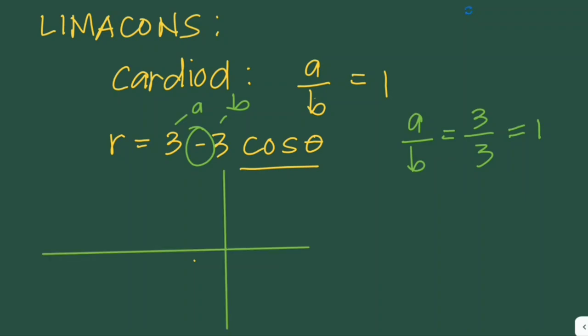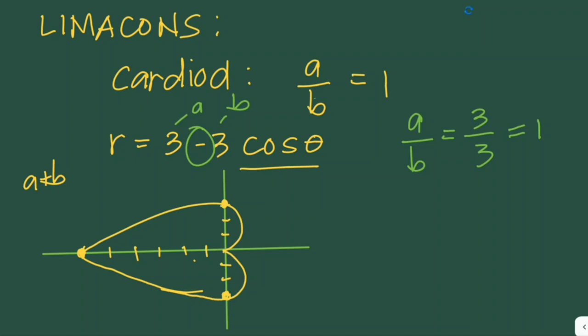So let's graph this. Since the value of A here is equal to 3, we count 3 units up and 3 units down. So 1, 2, 3, this is the point here. 1, 2, 3, and this point here. And for the other intercept, which is A plus B, because we don't have an inner loop, we don't have to get B minus A like the previous one. So we only need A plus B here. A plus B is equal to 6. So we will be counting 6 units to the left. 1, 2, 3, 4, 5, 6. So this point here. And then we just connect them. So our graph would look like this. It would look like a heart. So basically the cardioid is heart-shaped.